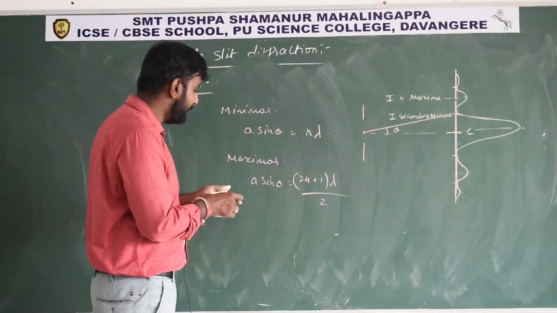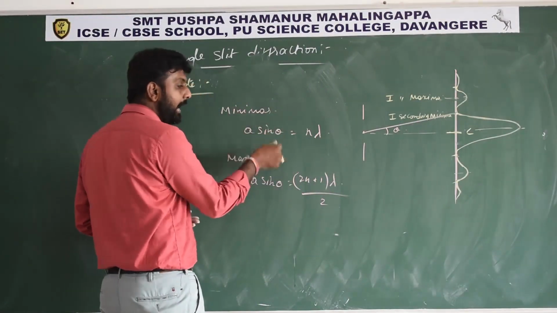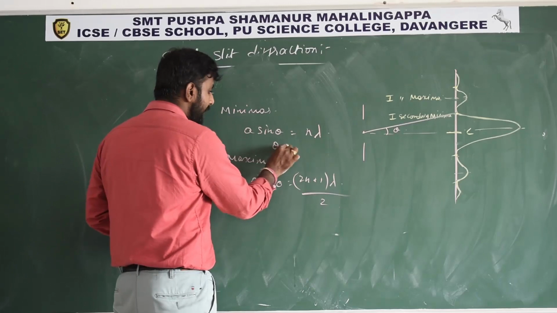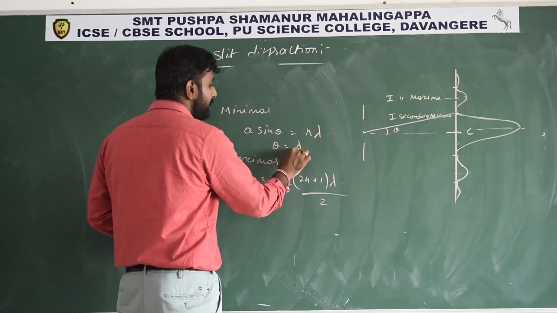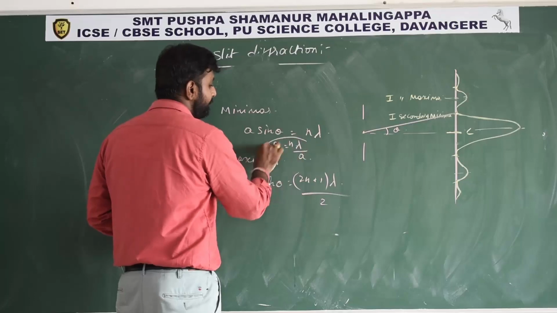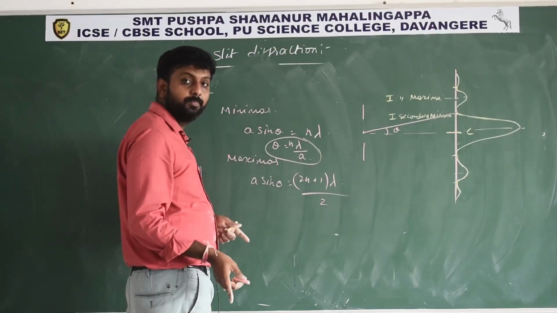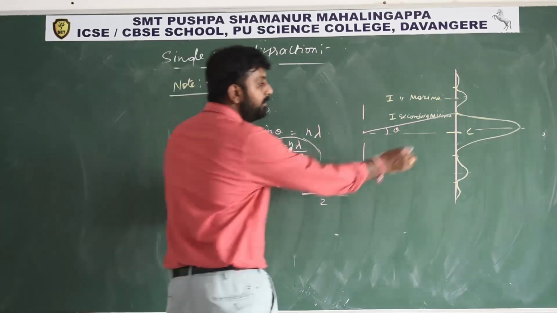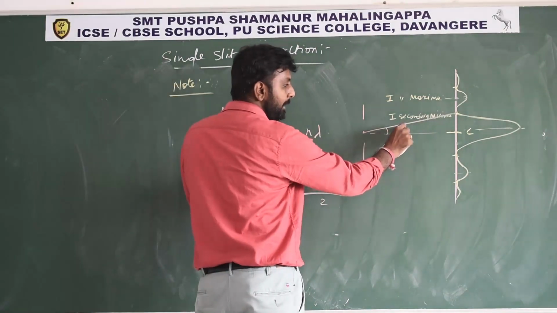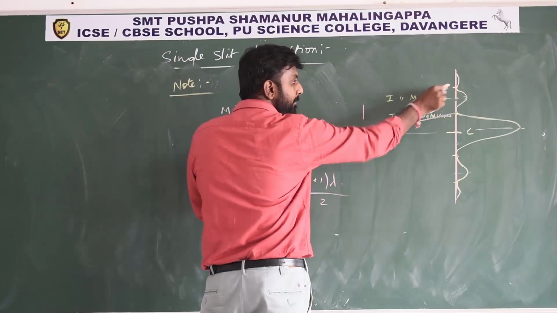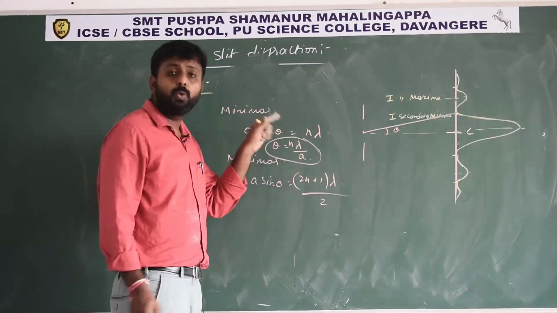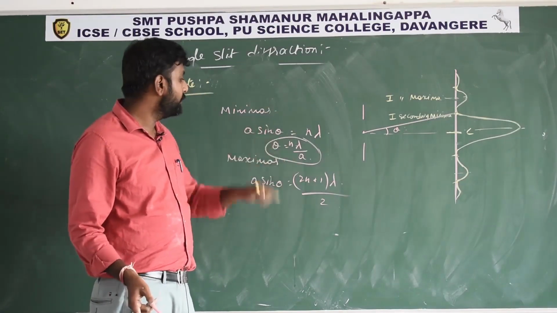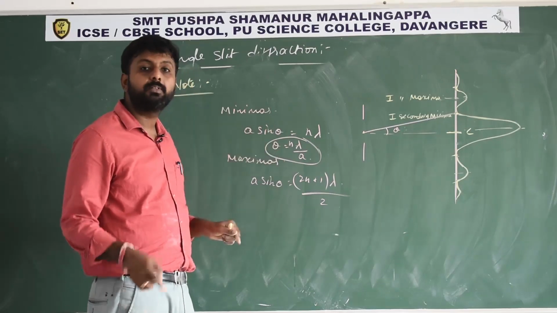So for secondary minima, if theta is small, you can use sin theta as theta. For small angles in diffraction, theta is equal to n lambda by a. Remember, for the first secondary minima n value becomes 1, lambda by a. That means its angular position becomes lambda by a. For the second secondary minima its angular position becomes 2 lambda by a. Next 3 lambda by a. You can give n value as 1, 2, 3, which tells the angular position of the minimas.